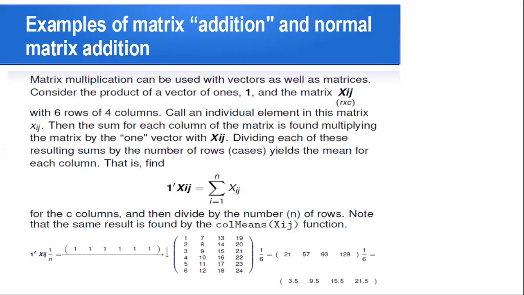That is, find 1 dash X, Y, Z, which is equal to this equation for the C columns, and then divide by the number of rows. Note that the same results are found by the colMeans xyz function. তার মানে মেইন ইকুয়েশন ফাংশনটা হচ্ছে call means, column means xyz.